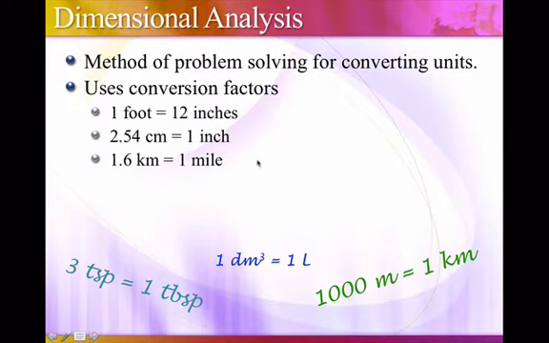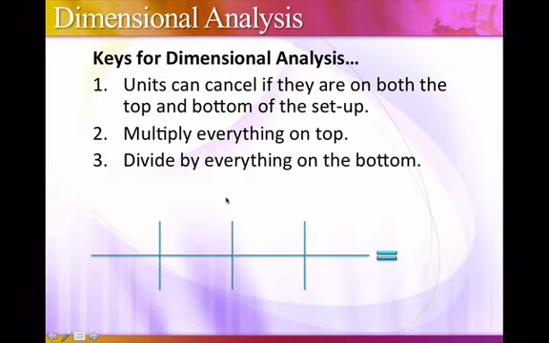So here are some examples of what conversion factors are. They're just numbers that are in different units, so values that are in different units. For example, 1 foot is 12 inches. There are 2.54 centimeters in an inch, or 1 mile is 1.6 kilometers. All of these values have the same numerical meaning, we just use different units with them.